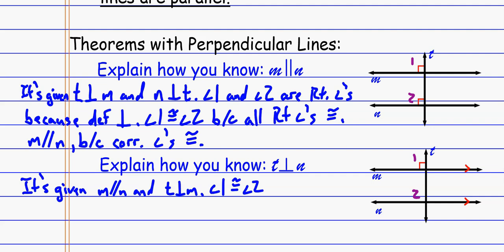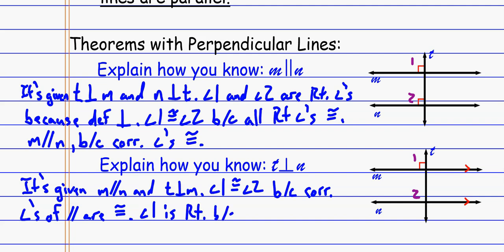But anyway, angle 1 is congruent to angle 2 because corresponding angles of parallel lines are congruent. Okay? And see, I also know that angle 1 is a right angle. And I know that, sorry, I'm going to use my abbreviation, because of the definition of perpendicular lines.